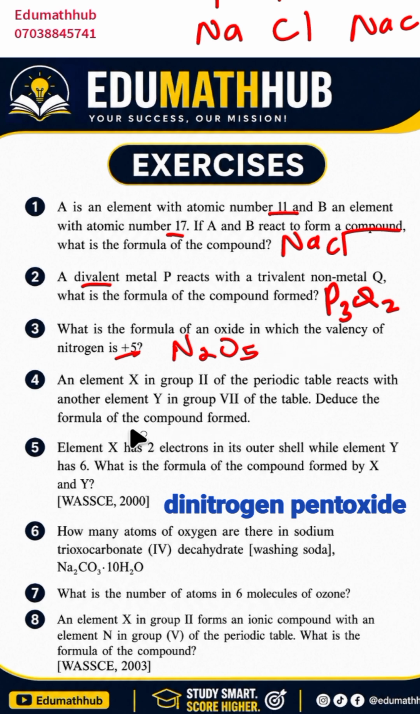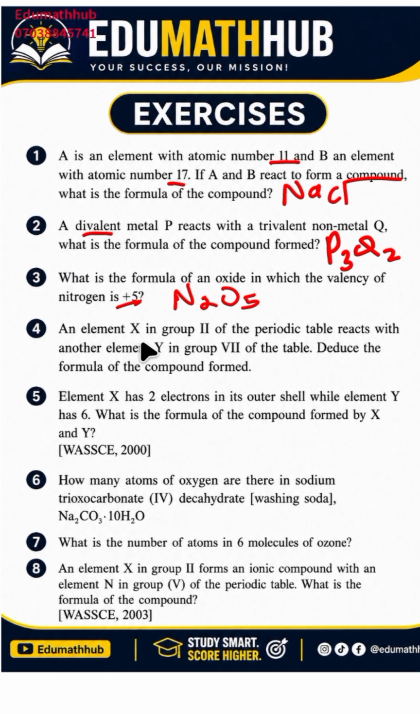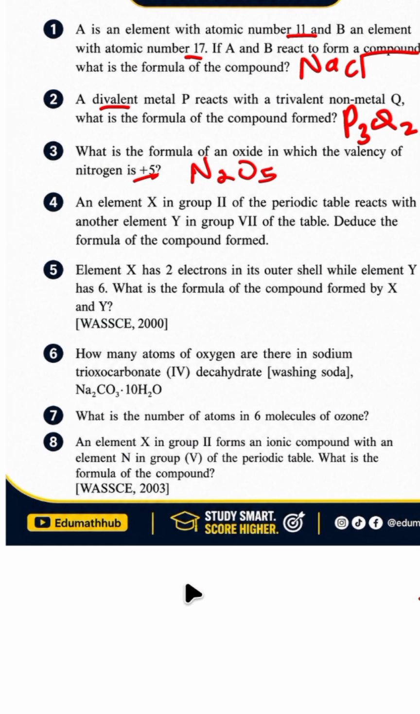Alright, so let's say number 4. Number 4 says an element X in group 2. So X is in group 2. Since X is in group 2, it has a valency of 2. X is in group 2 of the periodic table, and reacts with another element Y in group 7. Now, element Y is in group 7. You have to be very careful. Don't go and write that the valency is 7. No, valency is not 7. Elements in group 7, they are the halogens. Their valency is -1. Because it is in group 7, to get the valency, just do 7 minus 8. I'll give you -1. That will be the valency of that element.